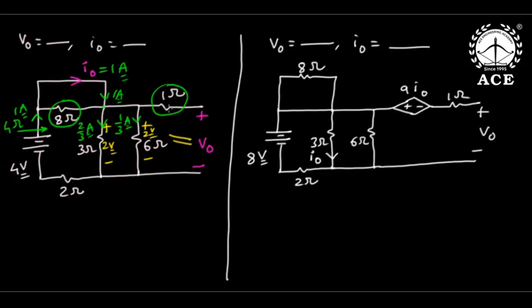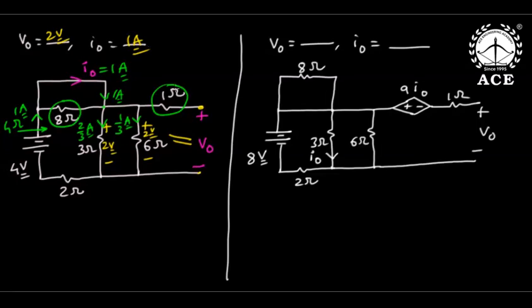Though there is an open circuit and current is not flowing, voltage will appear, because the material gets polarized. Voltage does not require any closed path. Current requires a closed path, but voltage does not. So V naught is directly 2 volts and I naught is 1 ampere.